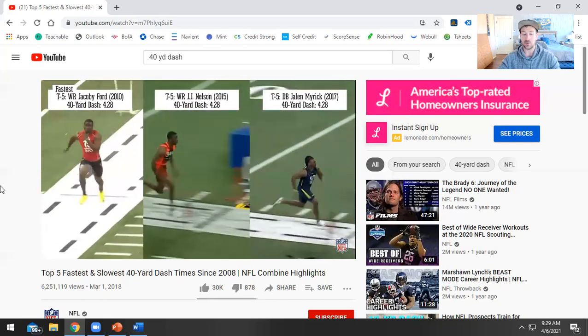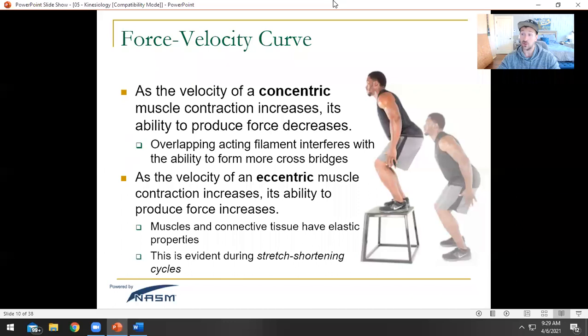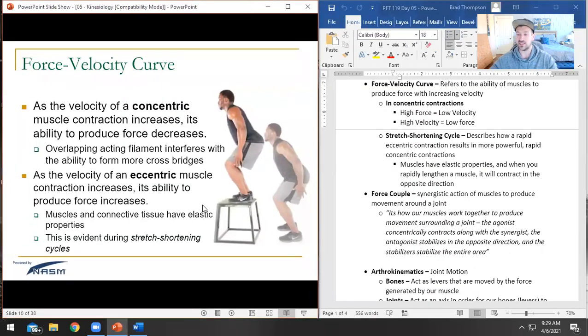Once they're in an upright position, they're not so much focusing on force anymore. They're focusing on velocity, on keeping up that velocity. So these have an inverse relationship. High force, you're going to have low velocity. High velocity, you're going to have low force. I can't throw a bowling ball as fast as I can throw a baseball.